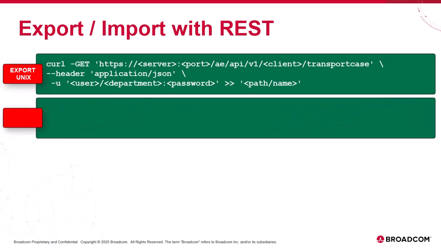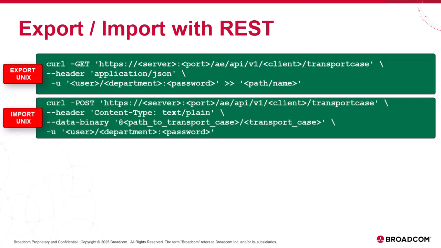To import into SaaS, use a POST request, although this parameter is optional, since POST is the default. Use the text plain content type header, the data binary parameter, the path to the transport case, / and the name of the file. Again, specify user, :password.